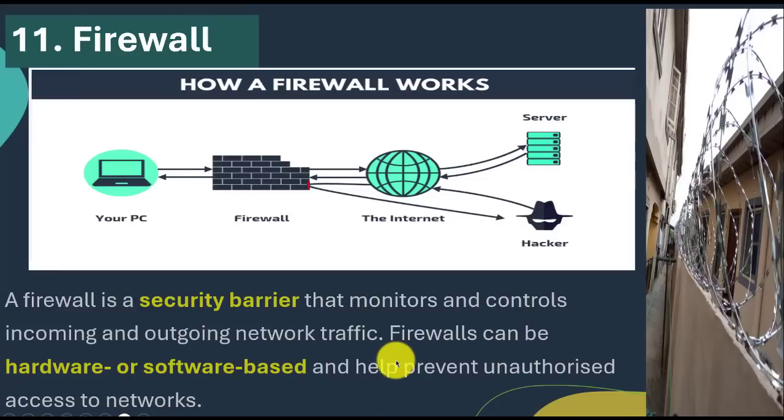Let's go on to number 11. Look at firewall. Let's look at the physical space. You put all this barbed wire, you put a wall, you put everything the same. So a firewall is just a protection, which can be hardware or software based, to prevent unauthorized access to a network. Look at this hacker who wants to come in, but this is the internet, and you find that you can't go in there because this firewall is there, protecting the PC.